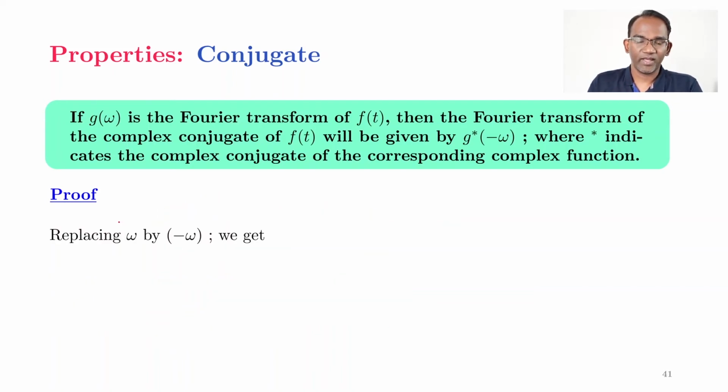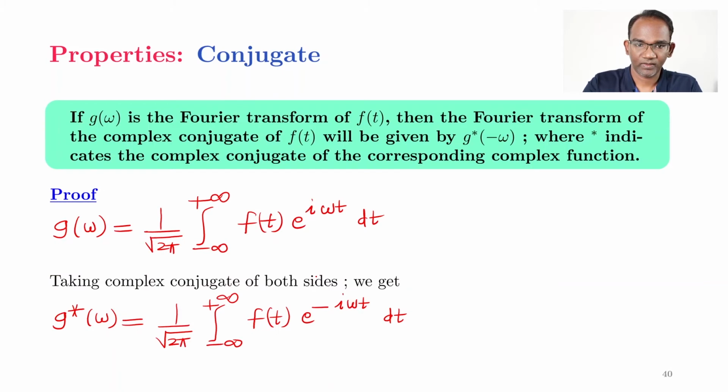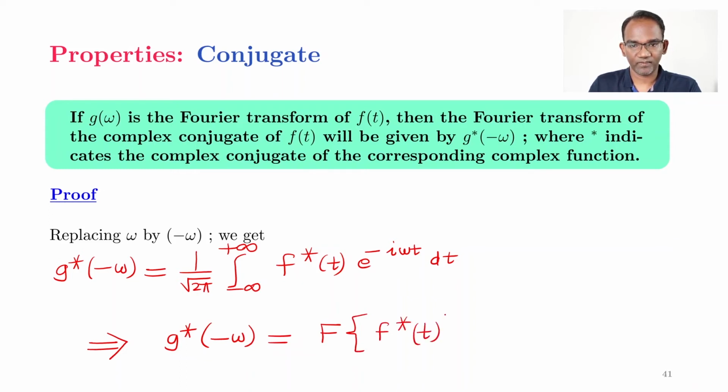Now in this expression we replace ω by −ω. So g*(−ω) is equal to 1 over square root of 2π, integral from minus infinity to plus infinity f*(t) e^{−iωt} dt. Here I forgot to put a star, so this is f*(t). So this proves the result, that g*(−ω) is equal to the Fourier transform of f*(t). This is the conjugate property: if g(ω) is a Fourier transform of f(t), then the Fourier transform of the complex conjugate of f(t) will be given by g*(−ω).